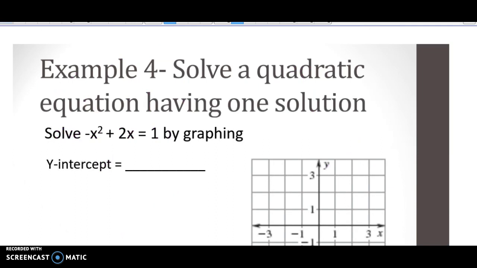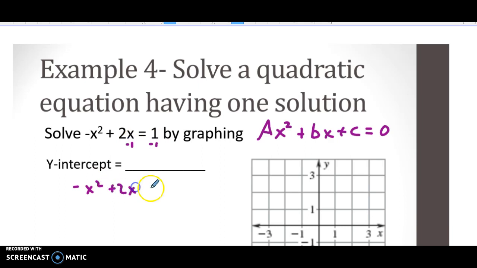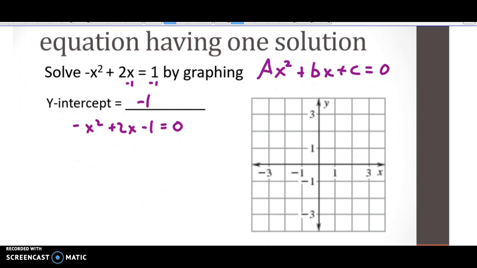On example 4, let's do the same thing. Let's solve by graphing. So let's start by getting this in standard form, thinking of ax squared plus bx plus c. To do that, I'm going to subtract 1 from both sides. So I'm going to end up with -x squared plus 2x minus 1 equals 0. I'm noticing I need my y-intercept, which is c. That's -1, so I can plot that point on my graph.